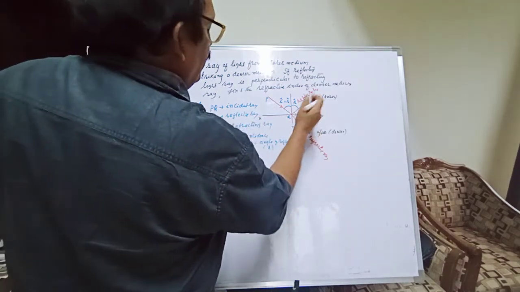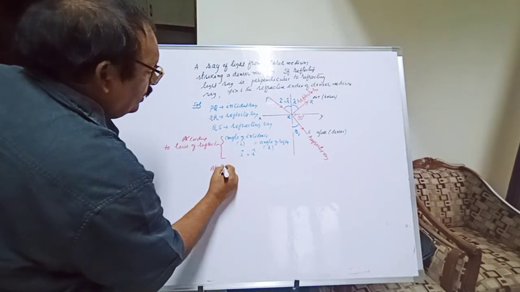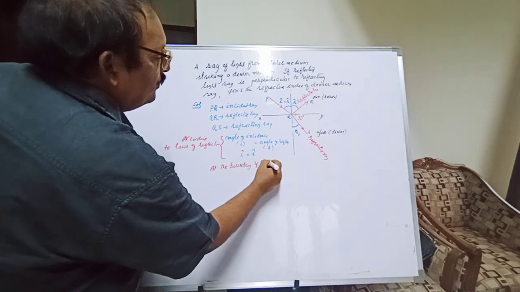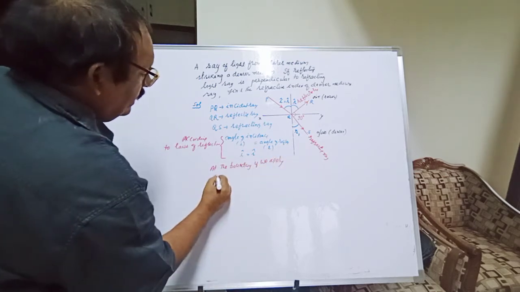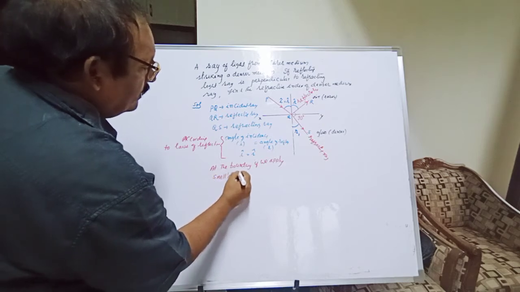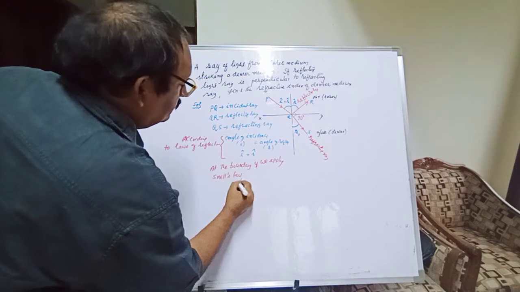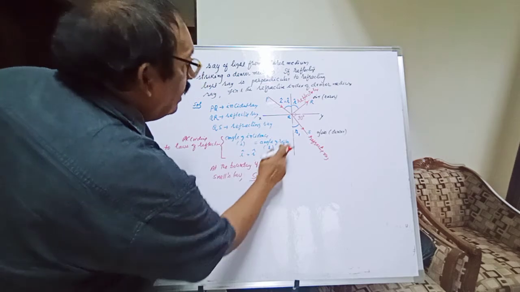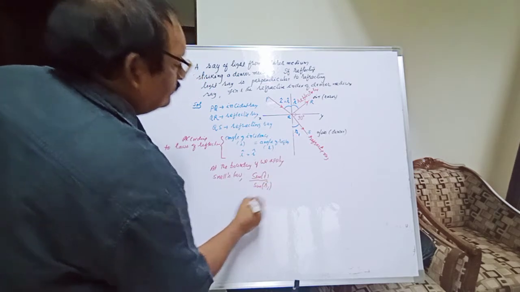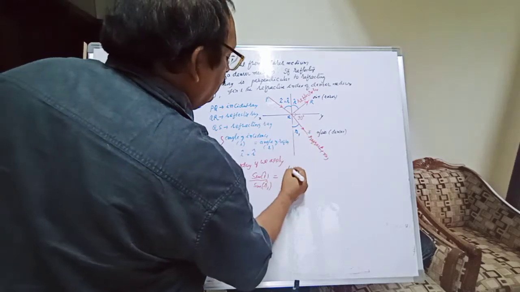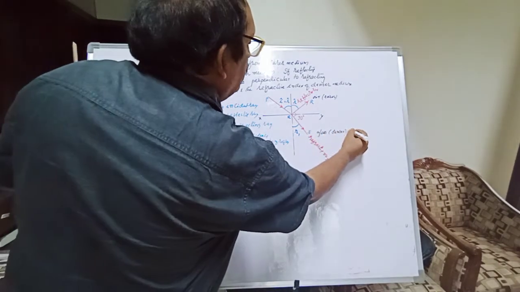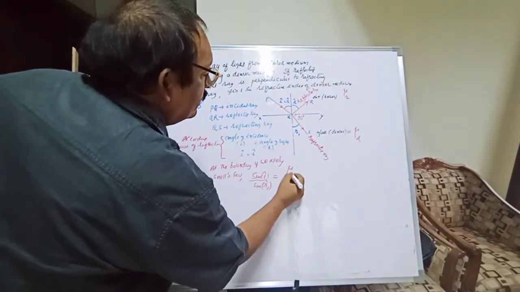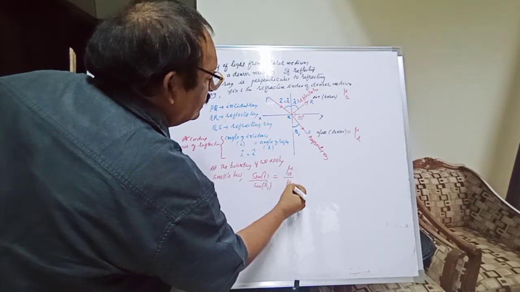So for this boundary, if we apply Snell's law at the boundary, sin I by sin R1 is equal to the refractive index of glass, that means the denser medium, divided by the refractive index of the rarer medium. That is, the refractive index of the denser medium by the refractive index of the rarer medium.